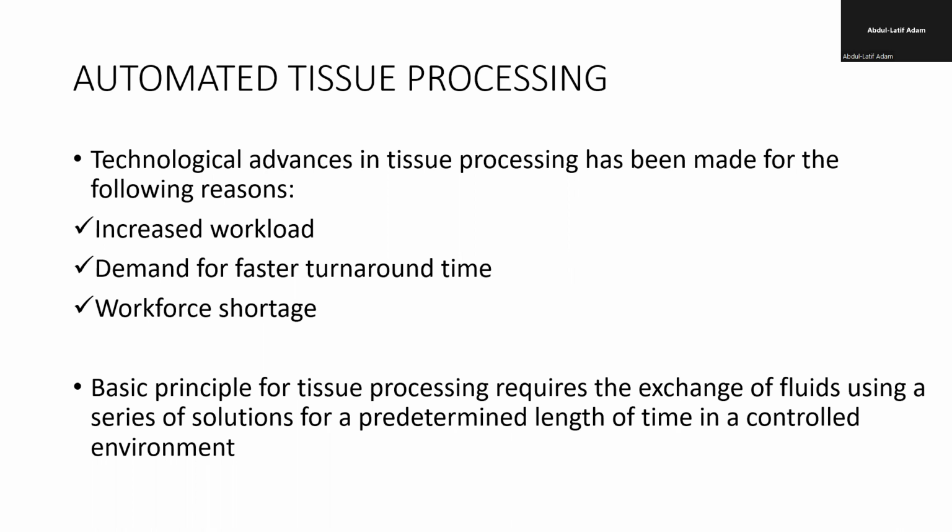Okay, so as I was saying, the automatic processor is good when you have increased workload or you have demand for faster turnaround time, because this one does the processing faster compared to the manual method. Okay, and then shortage in the workforce, as I've mentioned already. If you don't have a lot of staff to control the various stages of the processing, then it is better you go in for the automatic processor. But it will usually depend on the workload.